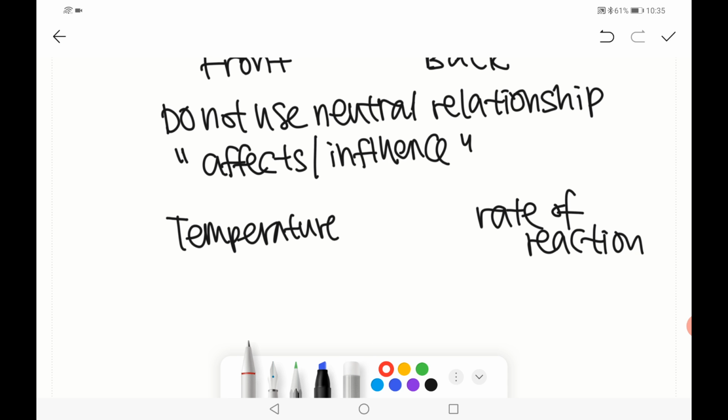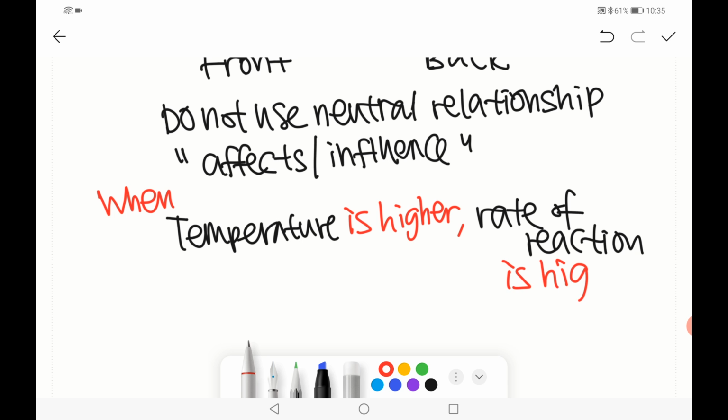When temperature is higher, the rate of reaction is higher. So from here, you can see that the answer, in terms of the relationship, is much clearer.